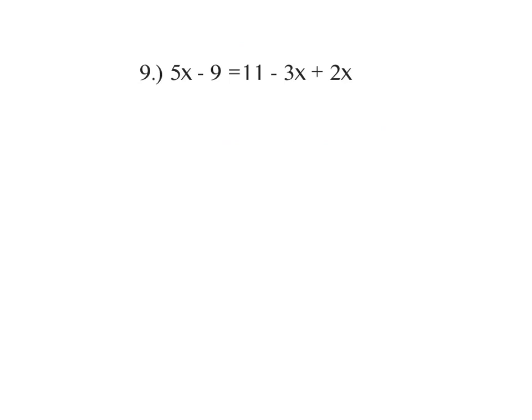All right, so now solve number 9 if you haven't already. Enter your answer, and then we'll see the corrections. All right, so this one, I don't have anything to distribute or combine on my left side, so I'm just going to bring down the 5x minus 9. On the right, though, I have this minus 3x and this positive 2x. So the 11 is going to be brought down.